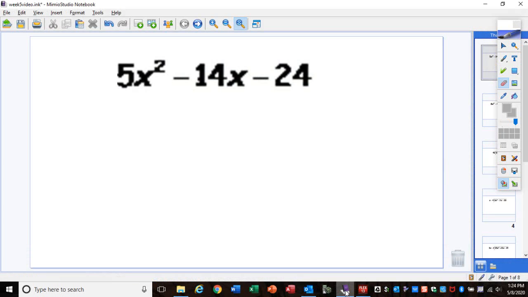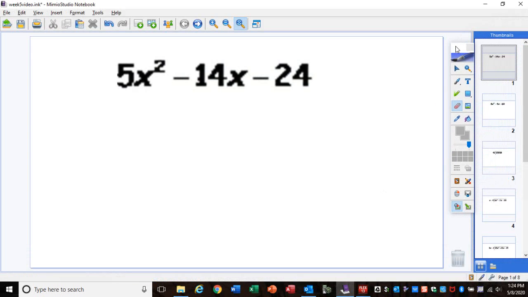By the way, I figured out Mimeo. I figured out how to record Mimeo. Let's just, fingers crossed, hoping and praying that this works. I guess I'll find out.